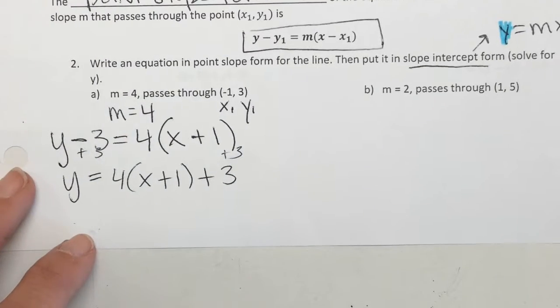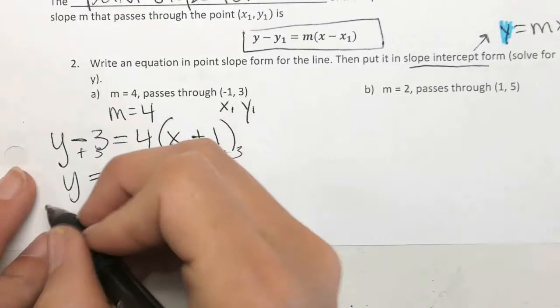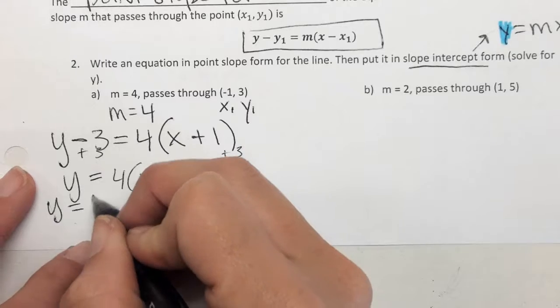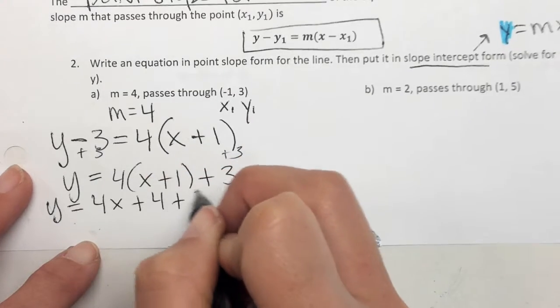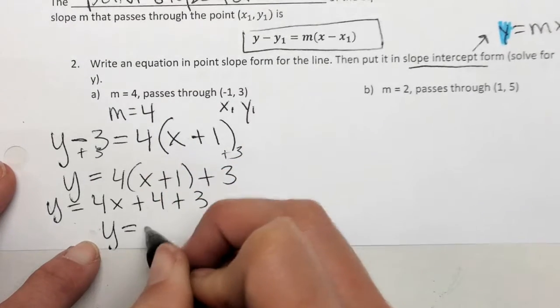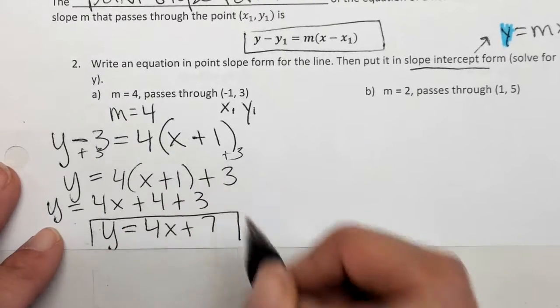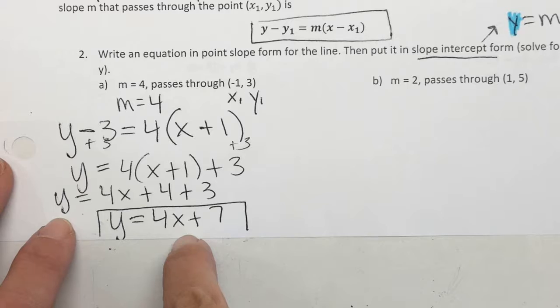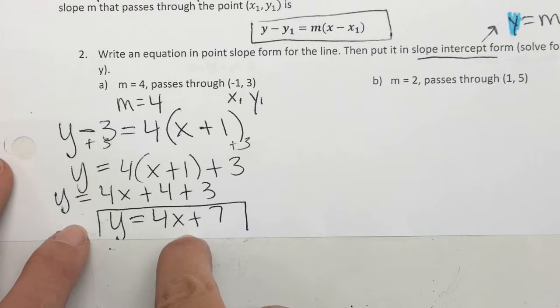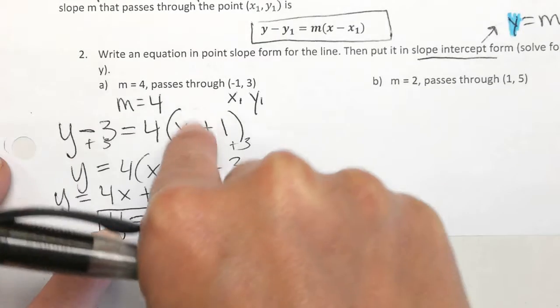Now I need to get rid of the what? Parentheses by doing what? So tell me what that's going to give us. Y equals 4x plus 4. And then finally simplify, we'll get y equals 4x plus 7. That's it. So again, tell me what this form is called. Slope. Yes, slope. Slope what? Intercept form. This is called point slope. Good.